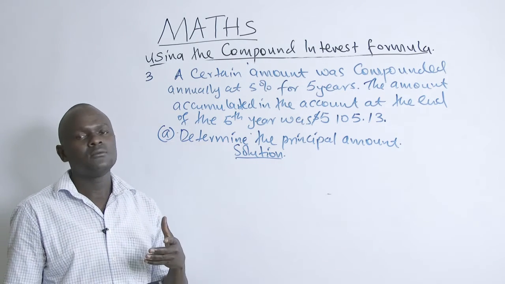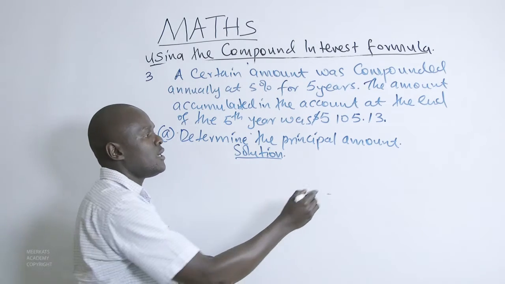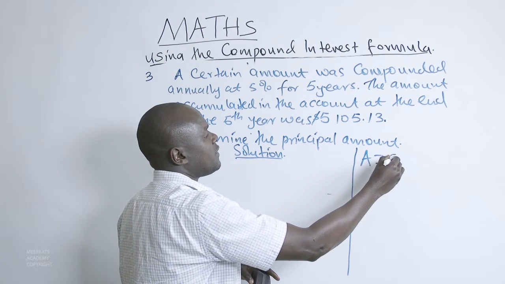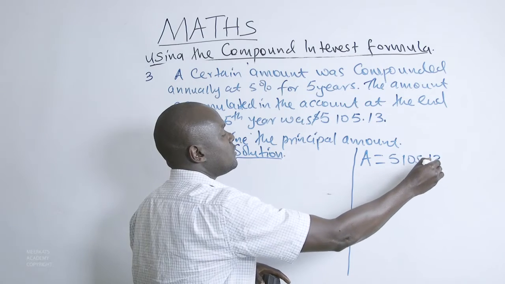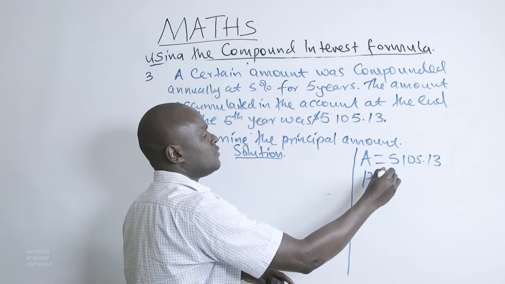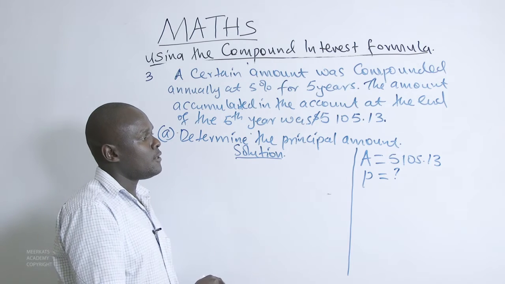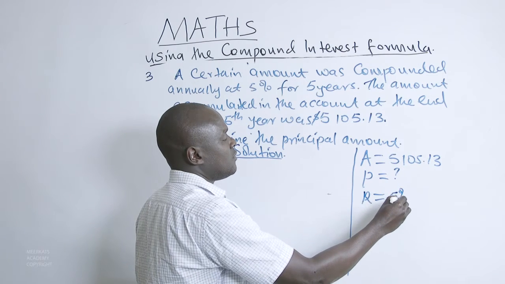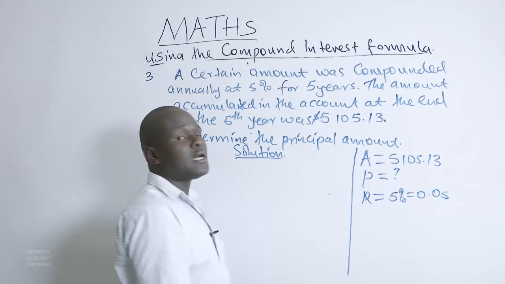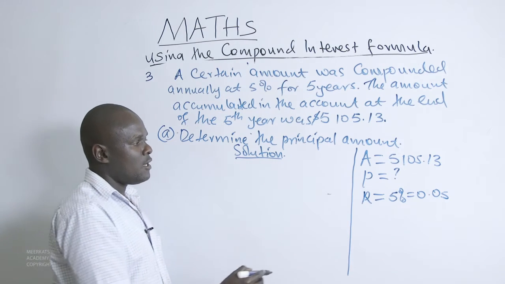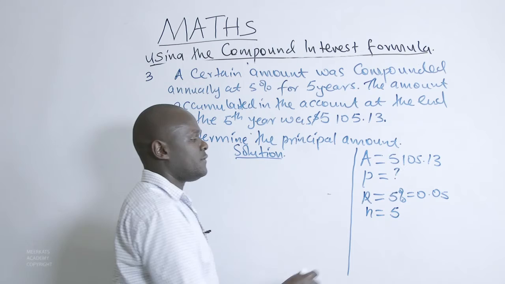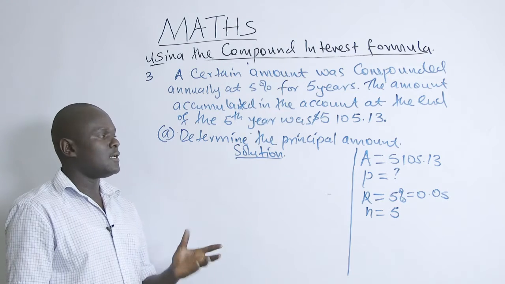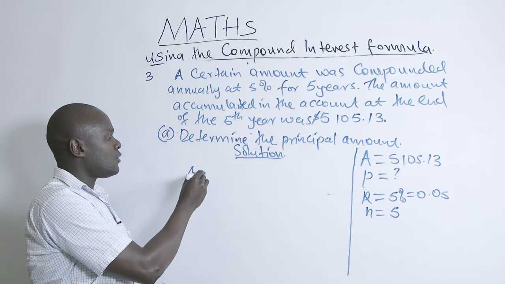We are going to list down the terms that we are provided with. The first one is the amount we have been given, 5,105.13. Have we been provided with the principal? No, we have not. Have we been provided with the rates? The rates are 5%, which is the same as 0.05 expressed as a decimal. Have we been provided with the period? Yes. These are 5 years, 5 periods. So after listing the items, and as usual, we go ahead and write down the compound interest formula.